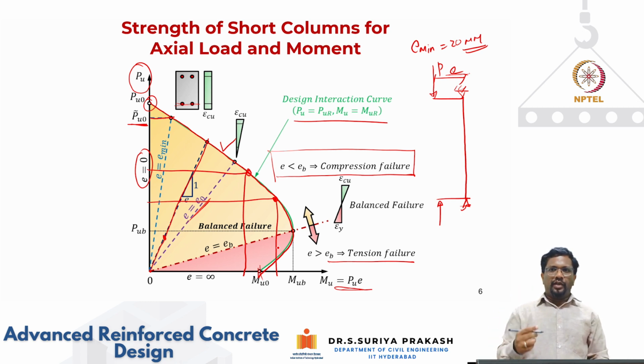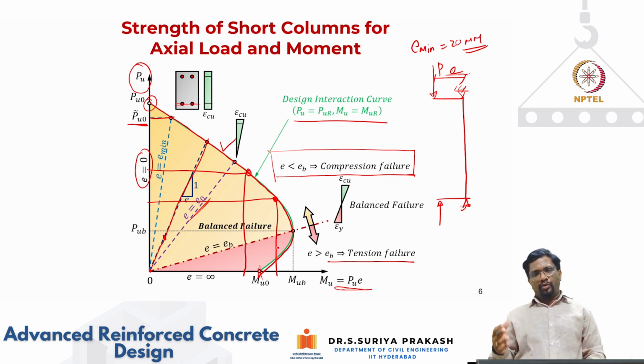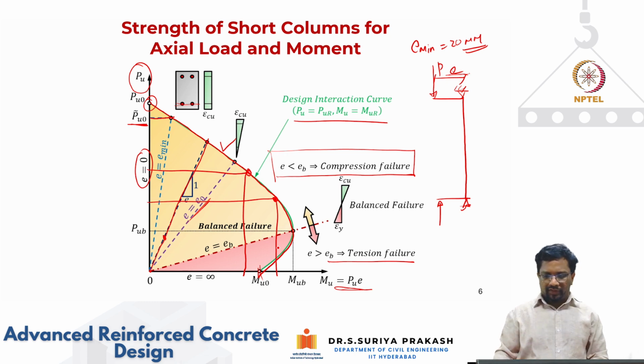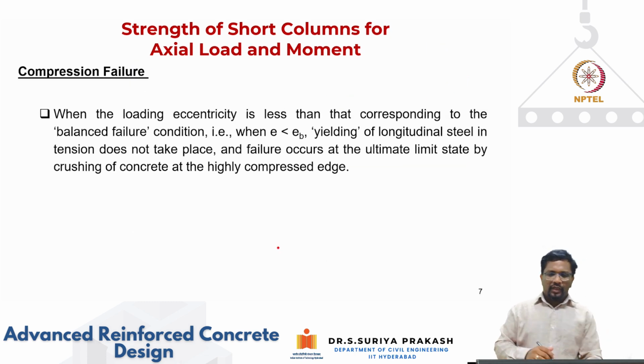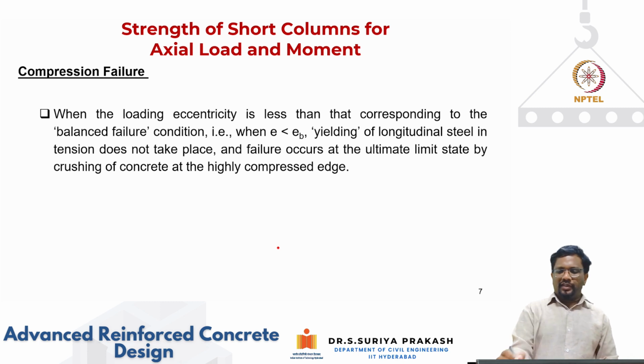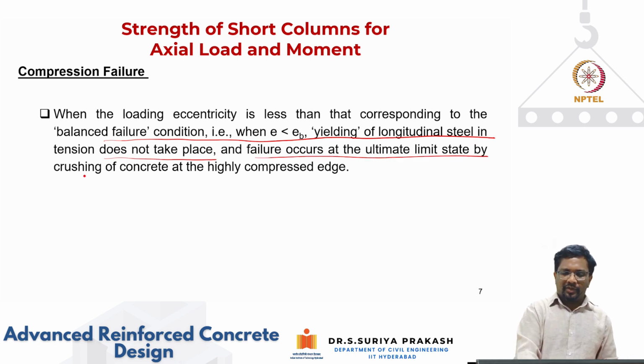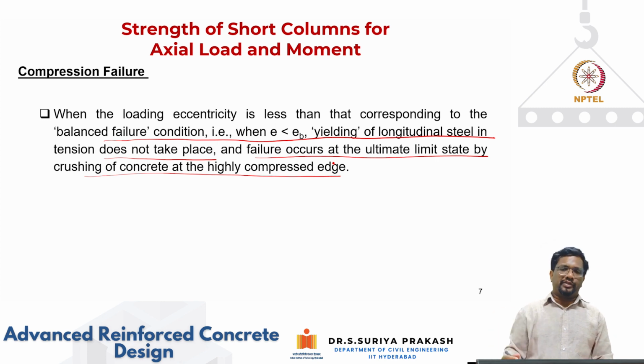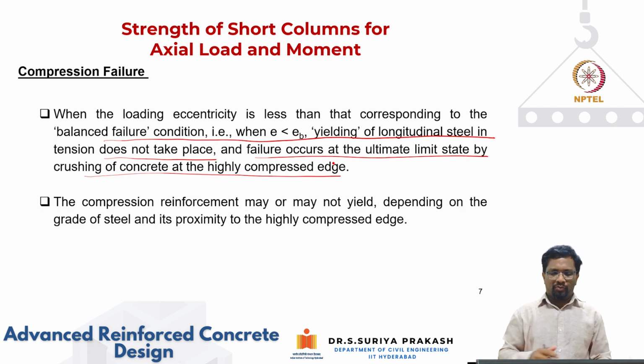Again, we have seen that if you want more axial compression for a particular cross section, you should either increase the size of the column or increase your concrete strength. If you want more bending strength, then you need to put more tension steel. So we have seen that. Now let's see. When the loading eccentricity is less than that corresponding to the balanced failure condition, the yielding of longitudinal steel in tension will not take place, and the failure occurs at ultimate limit state by crushing of concrete at highly compressed states. So that is a compression control mode.